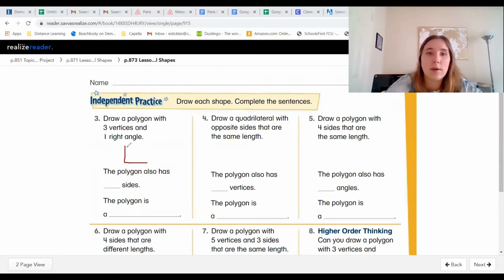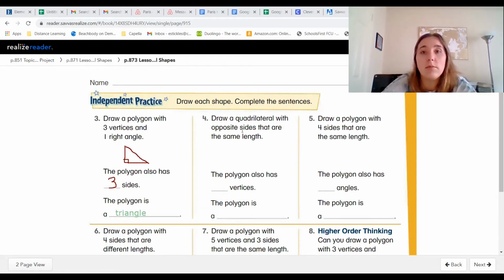And then I just have to connect my other two sides. So 1, 2, 3 sides, 1, 2, 3 vertices, and one of them is a right angle. So our polygon has 3 sides, and we would call this a triangle.